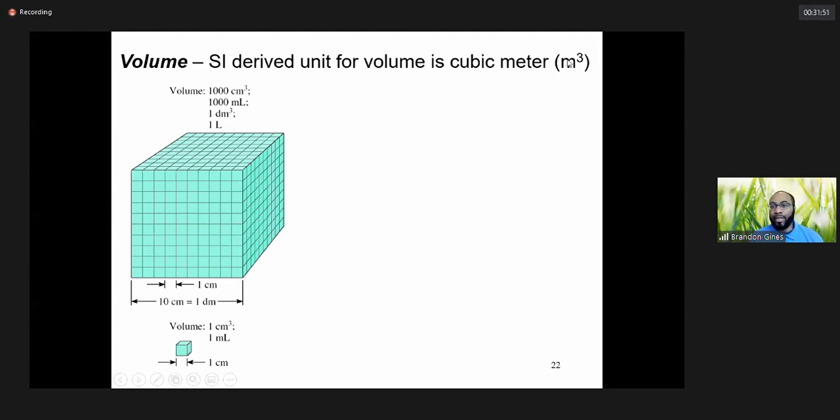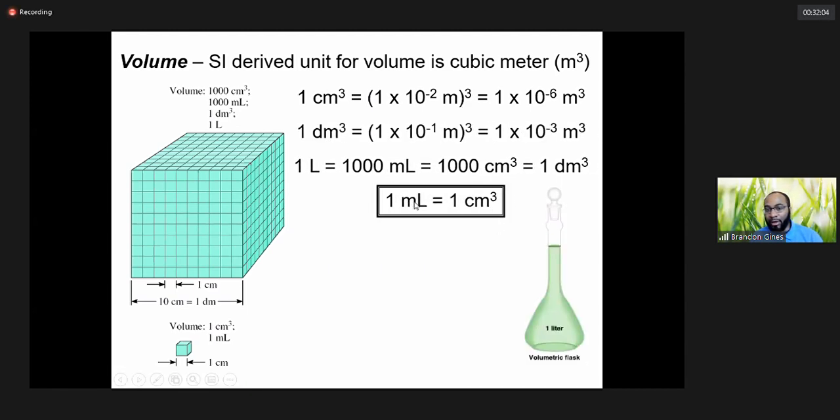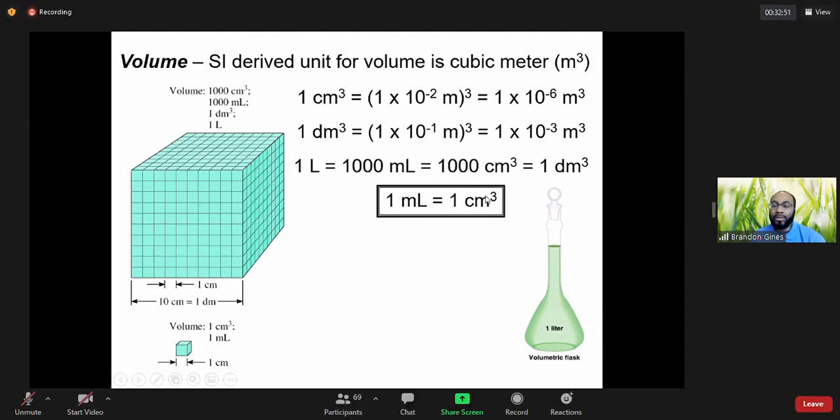Often, we use meter cubed or centimeter cubed, depending on how big the thing we're measuring is, for solid material. But oftentimes you'll see volume, especially in this class, measured in milliliters or liters. This is common when we're measuring liquids. If you think about a 2-liter Coke, you don't say a 2-meter cubed Coke. There's an equivalency between these units for volume: 1 milliliter is equal to 1 centimeter cubed.